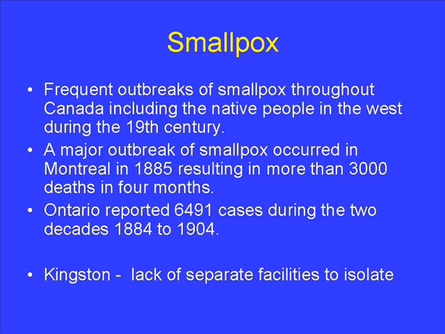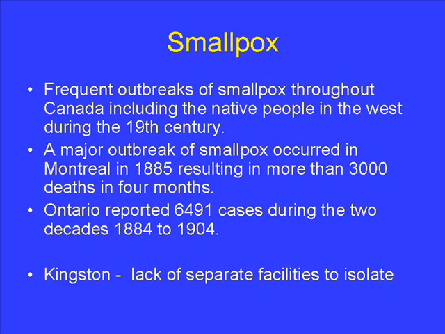Now, smallpox was continuing in the province. There were frequent outbreaks of smallpox, and particularly in the latter part of the 19th century, the native people of the West were being devastated by epidemics of smallpox. There is a very interesting book written by Michael Bliss about a major outbreak of smallpox that occurred in Montreal in 1885. And this is probably the last very large epidemic that occurred in Canada, although there were subsequent outbreaks.